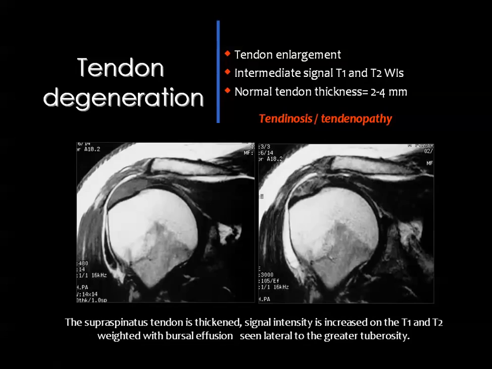Then starting abnormalities, whenever you can detect an intermediate signal in the T1 and also intermediate signal in the T2 weighted images, this means that the tendon is degenerated, and we call this tendon degeneration or tendinopathy or tendinosis. And many times in this category you can see that the supraspinatus tendon is considerably swollen, as you can see here. The normal thickness of the tendon ranges from 2 to 4 millimeters, but here you can appreciate the considerable thickening of the tendon.